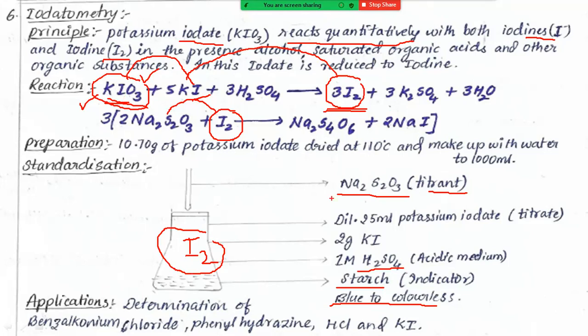This method is also useful for determining various pharmaceutical substances such as benzalkonium chloride, phenyl hydrazine HCl, and potassium iodide. These compounds also will be estimated by using iodatometry.